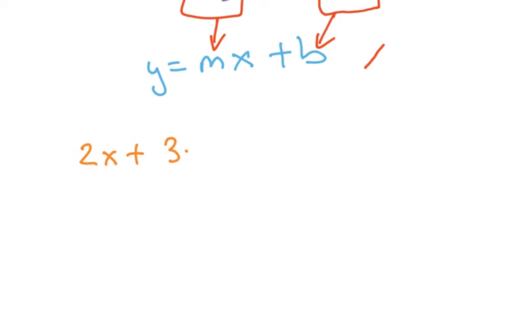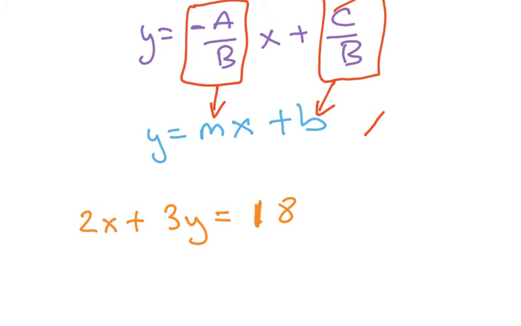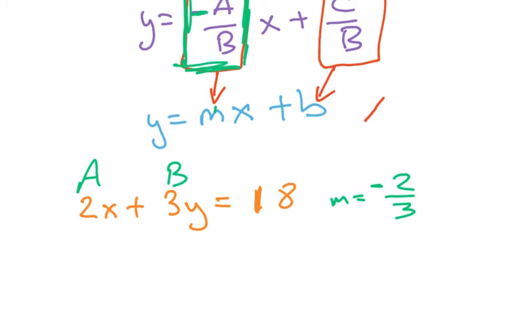2x plus 3y equals, let's say 18, okay, then I don't actually have to do any mathematics to figure out what the slope is, because I already know the slope is negative a over b, because that corresponds to m. See how this matches up? So all I have to do, this is a, this is b, it's just going to be 2 over 3, but remember it's negative, so it's negative 2 over 3. There's your slope. Okay. This m is called the slope here.